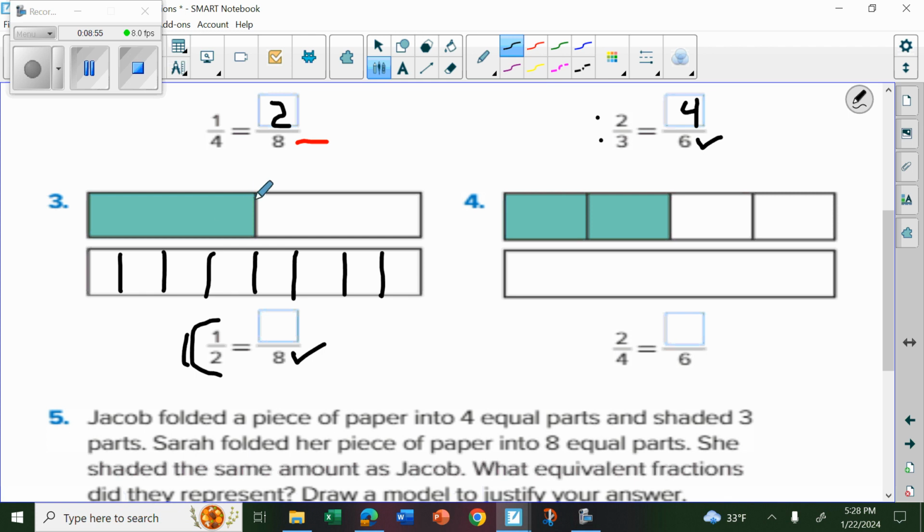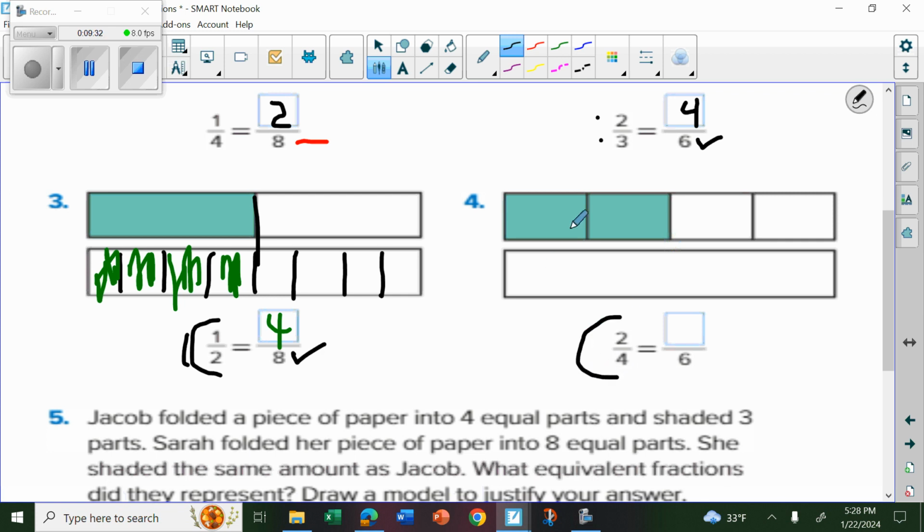Okay, so right here, I'm going to shade this part. So let me shade this one. 1, 2, 3, 4. How many parts did I shade out of that? I shaded 4. 4 out of 8. Okay, let's try it over here. 2 out of 4. 1, 2, 3, 4. Okay, so that's what this one is.